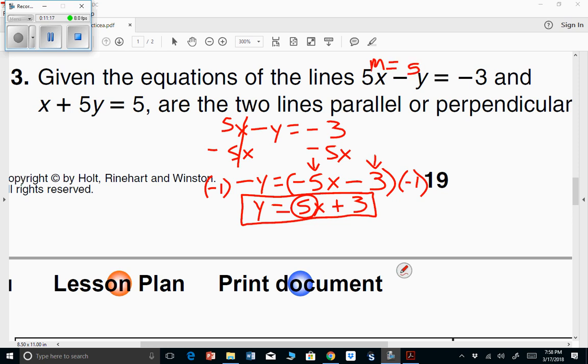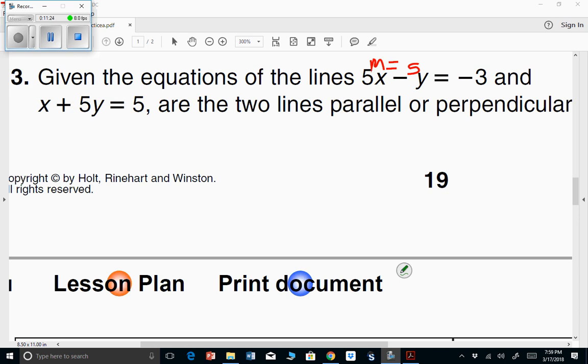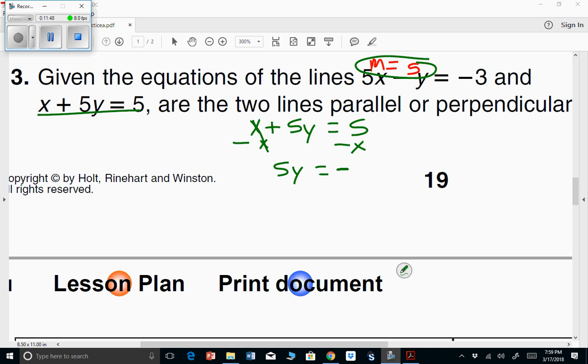This one's going to be a little bit more difficult because our y has a coefficient here. Okay, so we have determined that the slope of this line right here is 5. And now we're going to solve for y with this one and see what the slope of that line is. X plus 5y equals 5. We're trying to get y by itself. We'll subtract x from both sides. That leaves me with 5y equals negative x plus 5.